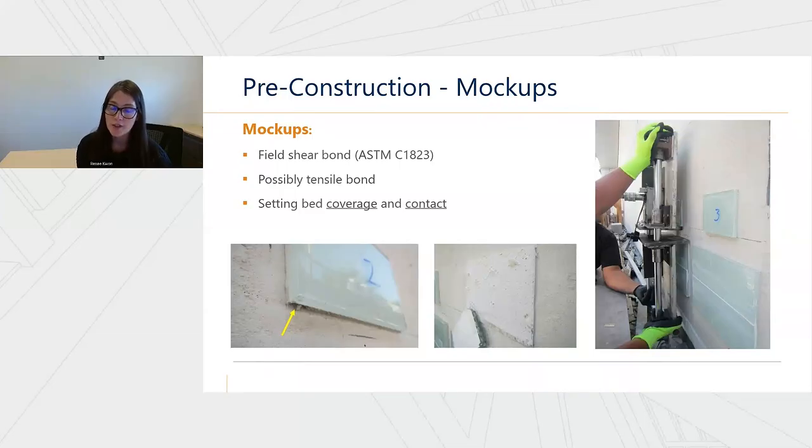So that's why it's important to do this testing in the field, because we're evaluating the full system at this point. There's also the possibility for tension bond testing, where a puck may be glued on to the veneer, and then that's pulled in straight tension to evaluate the bonding of the entire system. And another really important consideration during these mock-ups is to review the setting bed coverage as well as the contact. We saw in a number of the case studies where we had failures that some of the issues were coverage or sometimes contact. We may have full coverage of the adhesive mortar, but it's not coming into contact because it's not getting worked in with our backup.